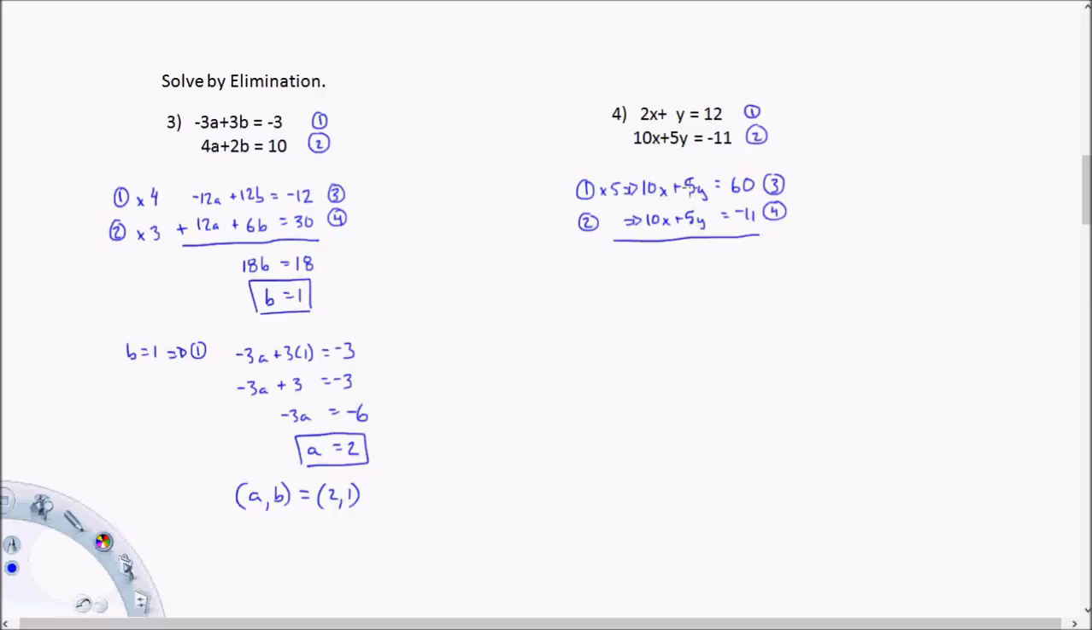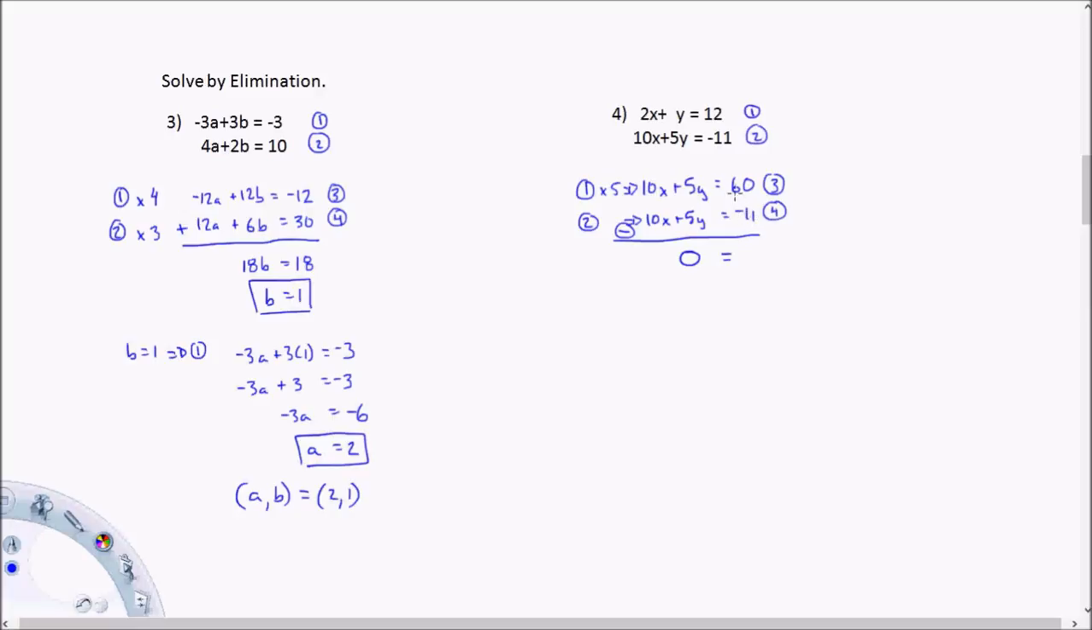So now we have the y values with the same coefficient, so we can subtract them. So maybe we'll do a subtraction symbol right there, because 5 minus 5 would be 0y, which is 0. Then we want to do the same thing for x, so we'd have 10 minus 10, which happens to also be 0. So 0 plus 0 would just be 0 on this side, equals 60 minus negative 11.